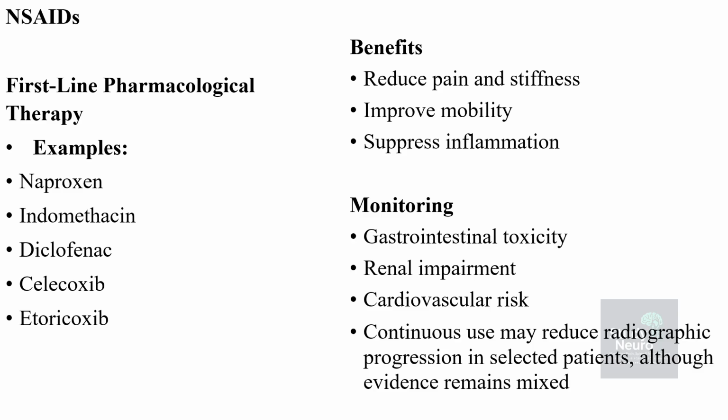Non-steroidal anti-inflammatory drugs are usually the first pharmacological treatment used to control symptoms in ankylosing spondylitis. Common options include naproxen, indomethacin, and selective cyclooxygenase 2 inhibitors, such as celecoxib. They work mainly by reducing inflammation, which helps relieve pain and stiffness, and can improve spinal mobility. The response should be assessed regularly and treatment adjusted according to symptom control and individual risk.